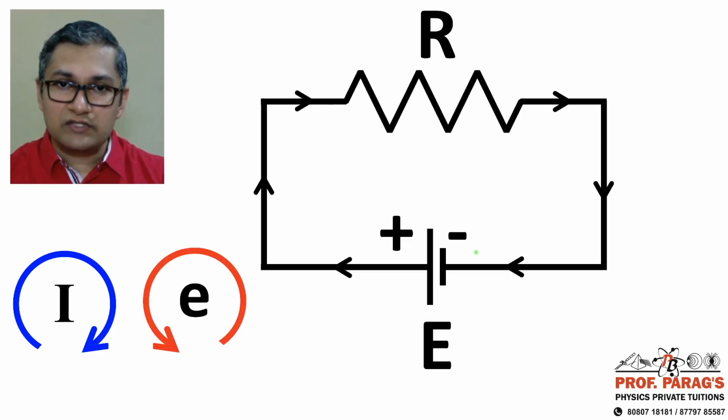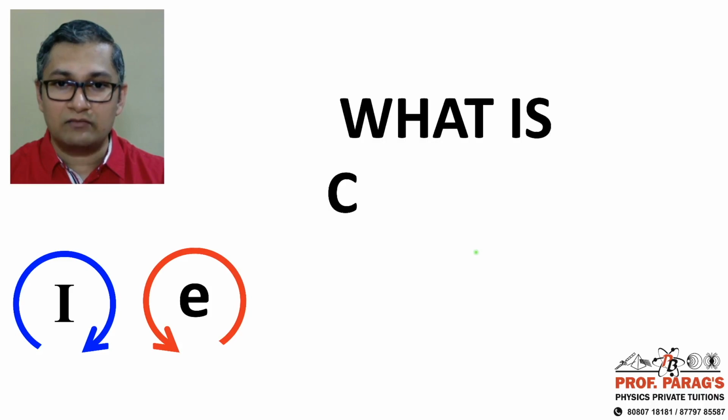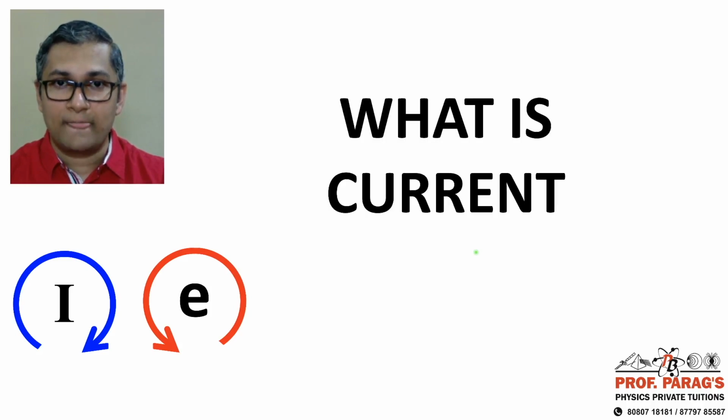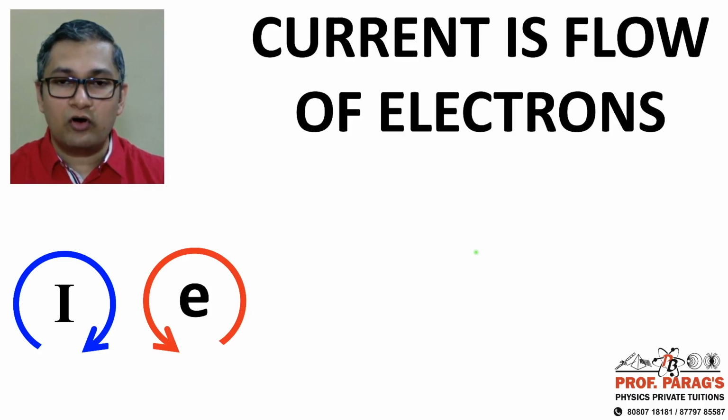But I can also say that there are electrons flowing from the negative of the cell to the positive of the cell. In fact, you have studied in school, current and electrons. What do they mean? So what exactly is current? We say current is nothing but the flow of electrons. The flow of electrons is called current.